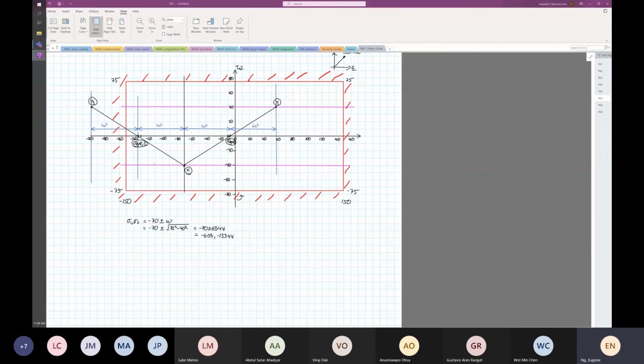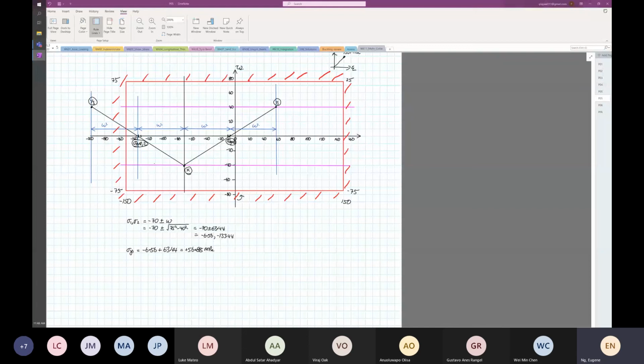Okay, so stress Y1 is equal to minus 6.56, right? Because that is stress Y1 plus, because it's going towards the right, 63.44. So minus 6.56 plus 63.44 is equal to positive 56.88 megapascal.